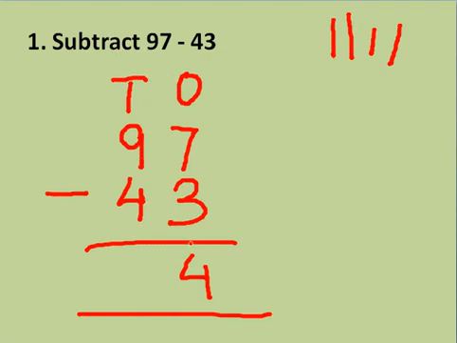In subtraction also you are supposed to start from ones place. Whether it is addition or subtraction, it starts from ones place only. Now coming to tens place. After we have done subtraction at ones place, we will come to tens place. Coming to tens place, 9 minus 4.